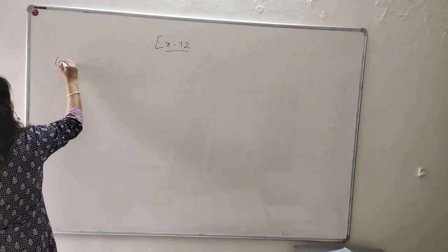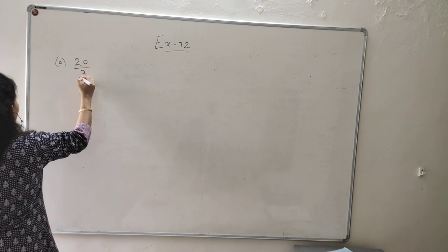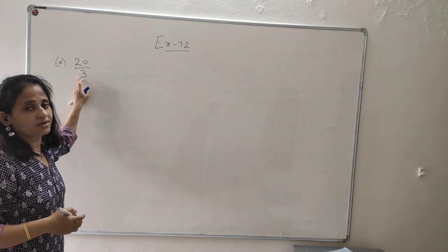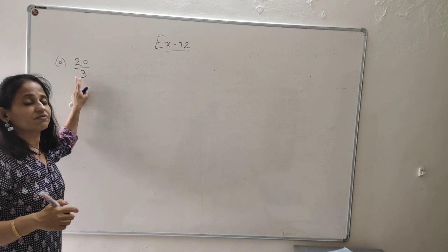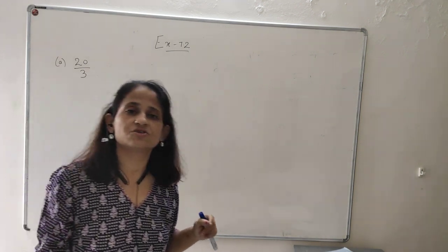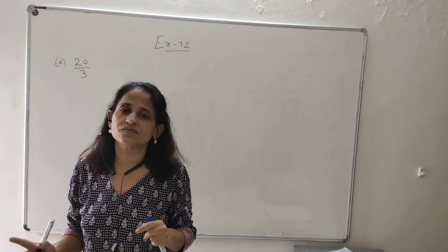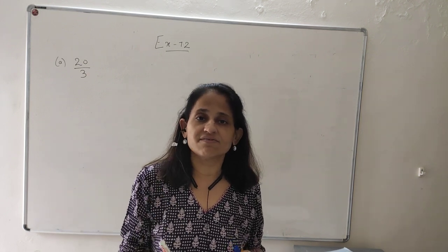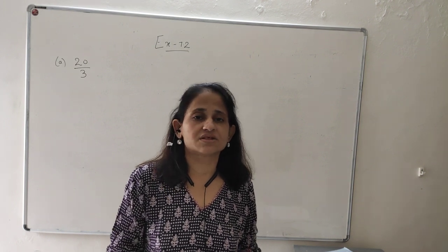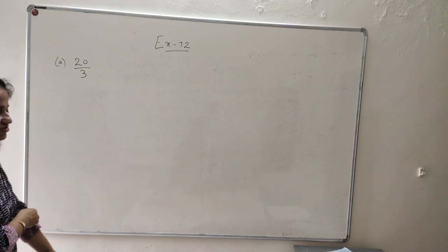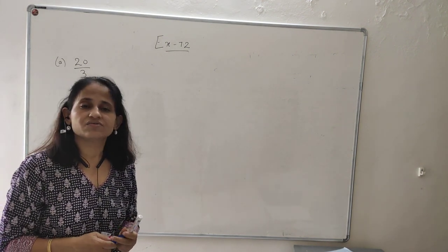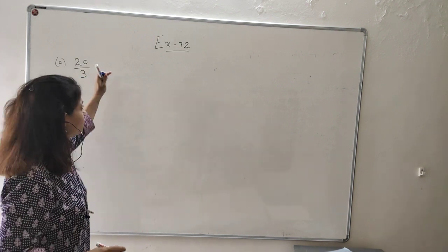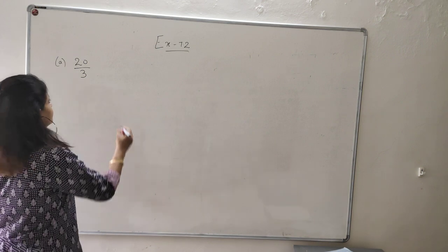A, 20 upon 3. Now you know that when the numerator is bigger than the denominator, then it is an improper fraction. We can always convert improper fraction into mixed fraction, but we cannot convert proper fraction into mixed fraction. To convert, we have to have improper fraction with us, then only we can convert it into mixed fraction. Now, when we convert improper fraction to mixed fraction, we divide, and you need to show the division here itself.